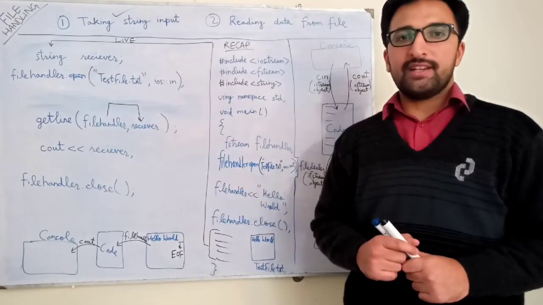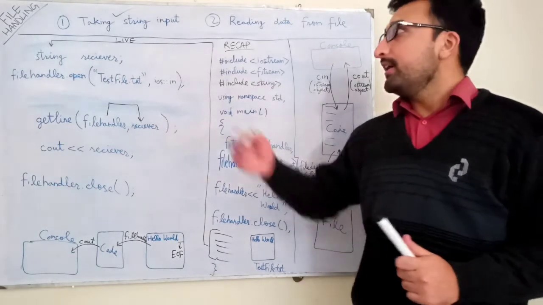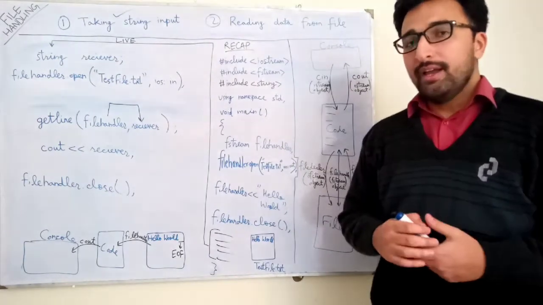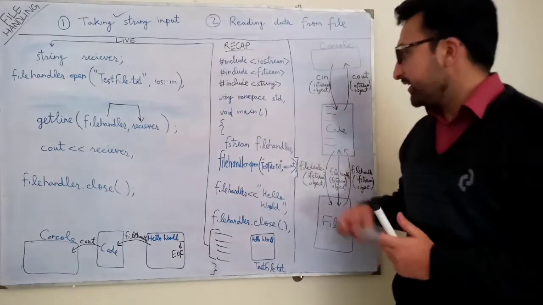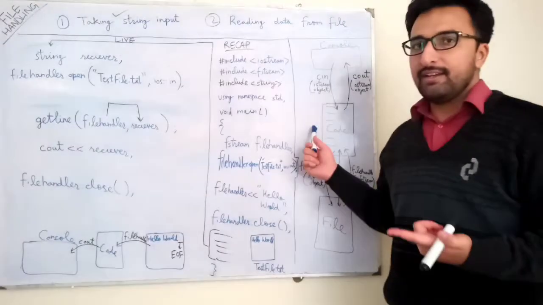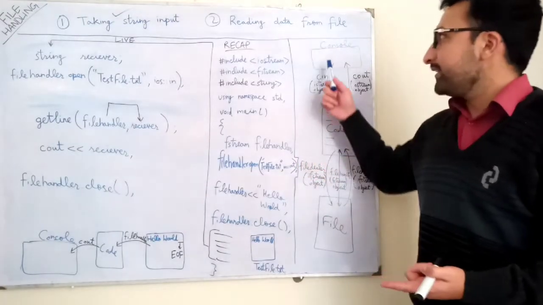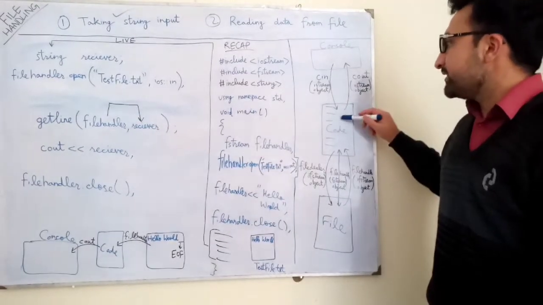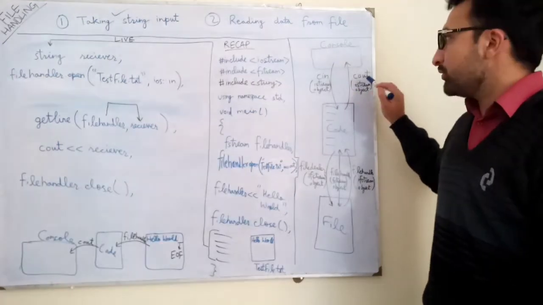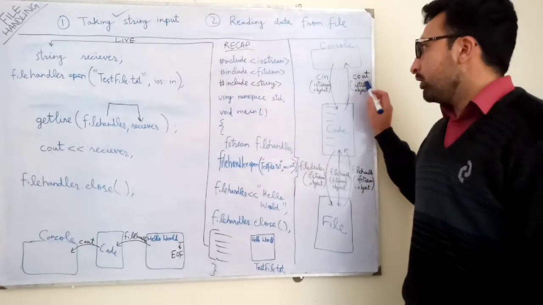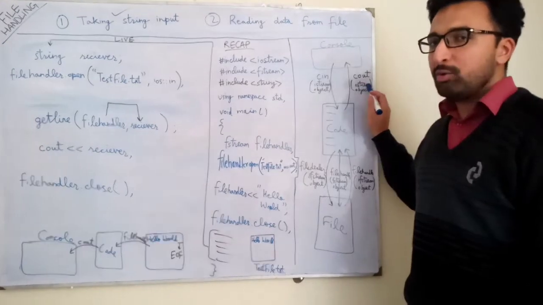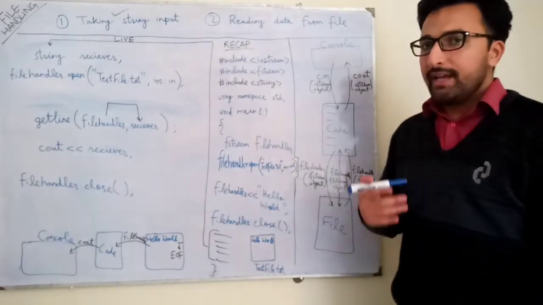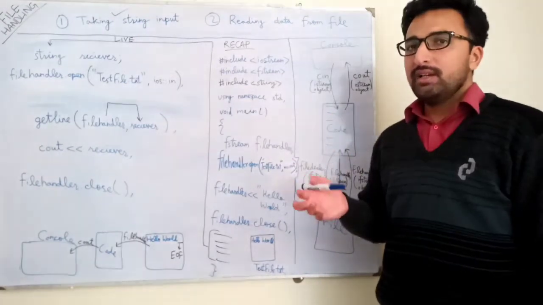We just saw how we can take string input from the console. Now we will be focusing on how we can read something from files. Just to give a little overview: one thing we have is a code, the other thing is a console, and the third thing is a file. When we have to write something onto the console, we make use of cout, and cout is an object of the class ostream, output stream. However, cout cannot be used for writing onto files.